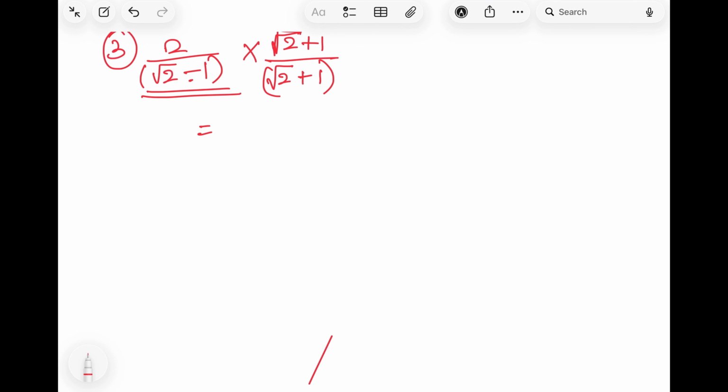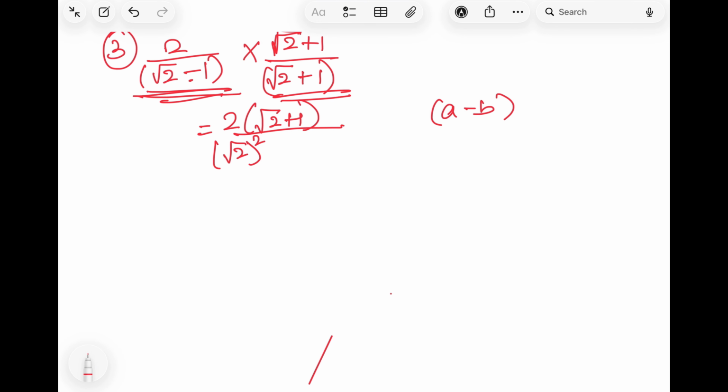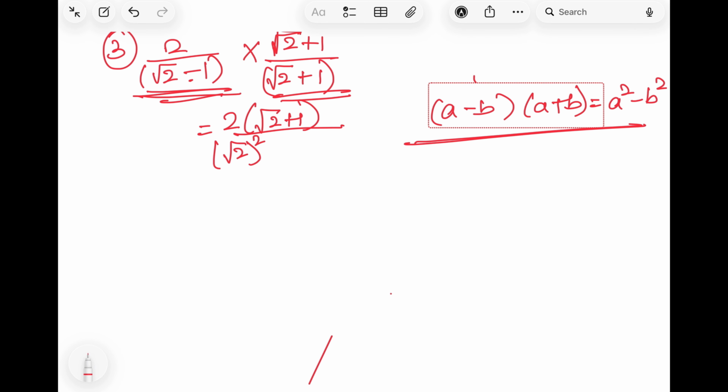So when you multiply, what do you get in the numerator? 2 bracket root 2 plus 1 upon, this becomes root 2 square. This is a minus b and a plus b, right? You remember a minus b and a plus b. What does it give? It tells a square minus b square. Very important. Okay, so this becomes root a is root 2 and b for us is 1. So root 2 square minus 1 square.